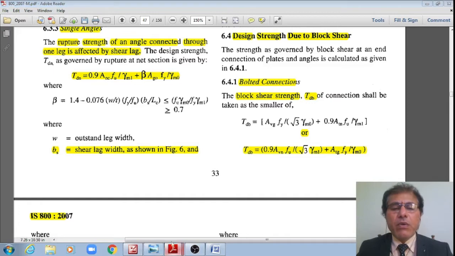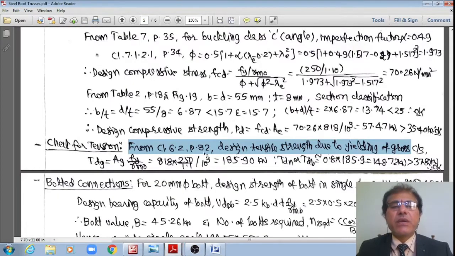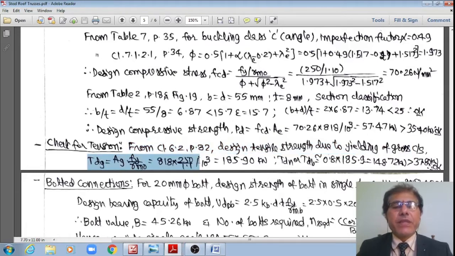Now let us use the first criterion. The design tensile strength due to yielding of the gross cross section TDG is AG, the gross area 818, multiplied by FY 250 divided by 1.1, divided by 10 to the power 3. It works out to 185.9 kilonewton.